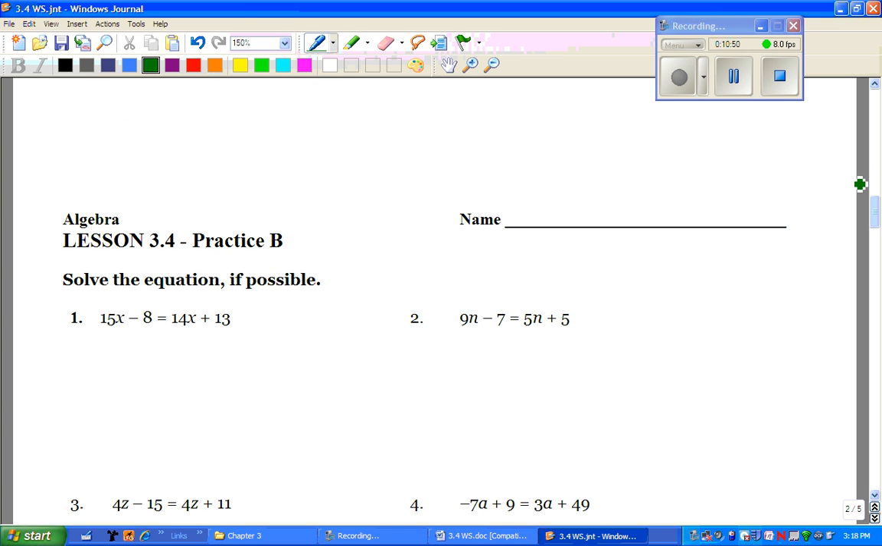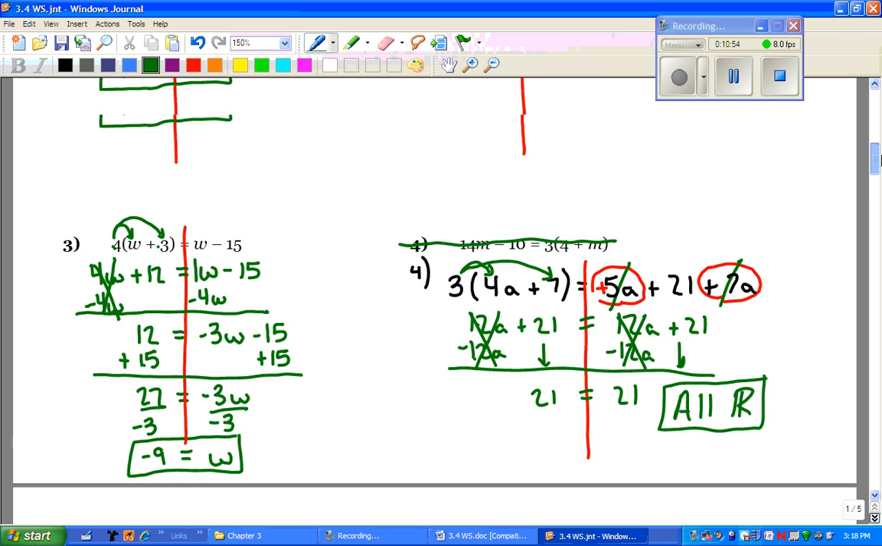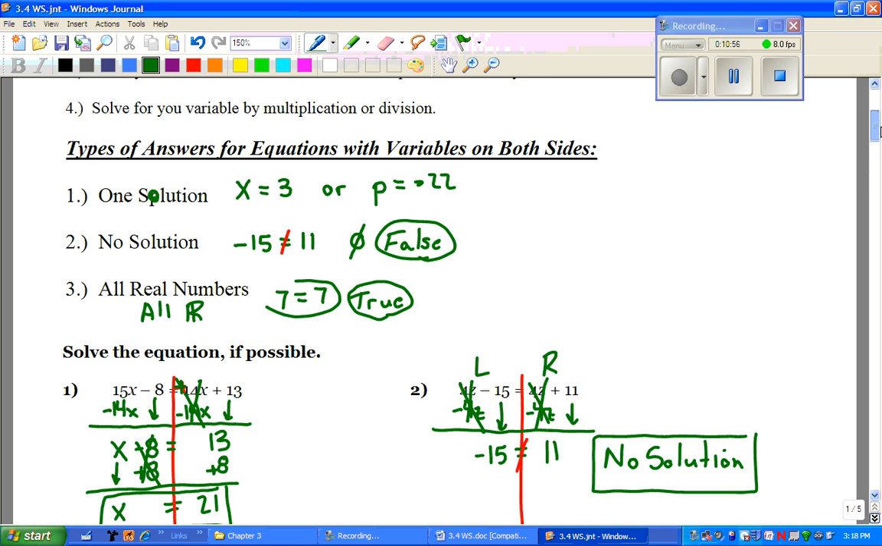The rest you can go ahead and try on your own, but that right there is a tutorial on how to solve equations with variables on both sides.